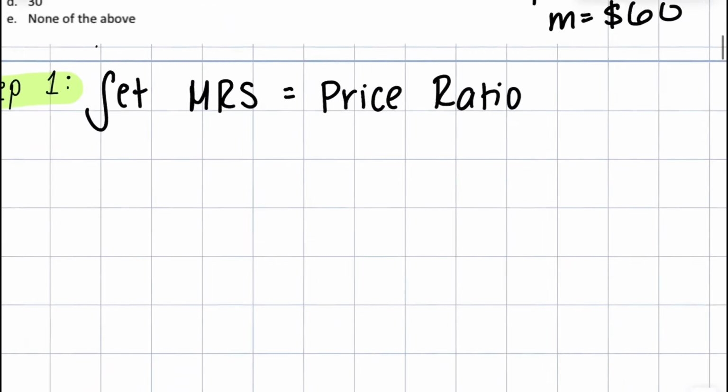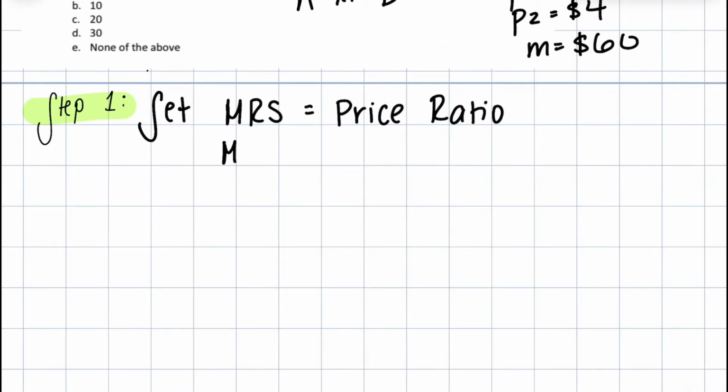So MRS, we know, is going to be the marginal utility of x1 over the marginal utility of x2, and the price ratio is P1 over P2. The reason I put them both as positives is because if they're both negatives, I can just multiply or divide by -1. So to make it simpler, I'm just going to set them equal to each other as positives.